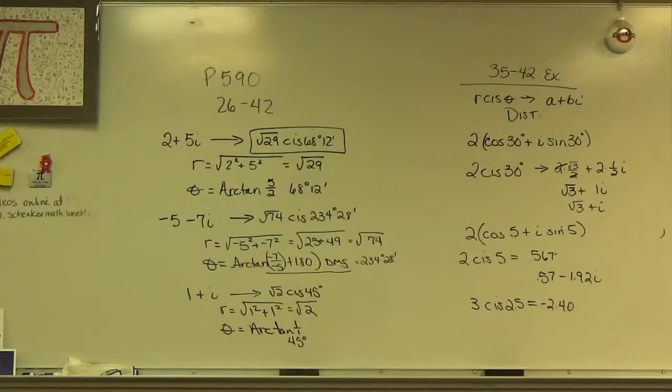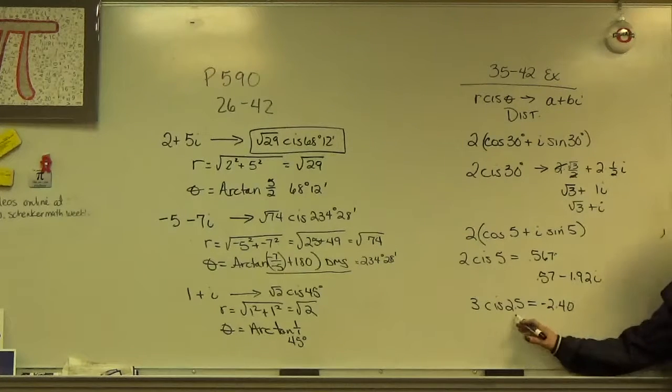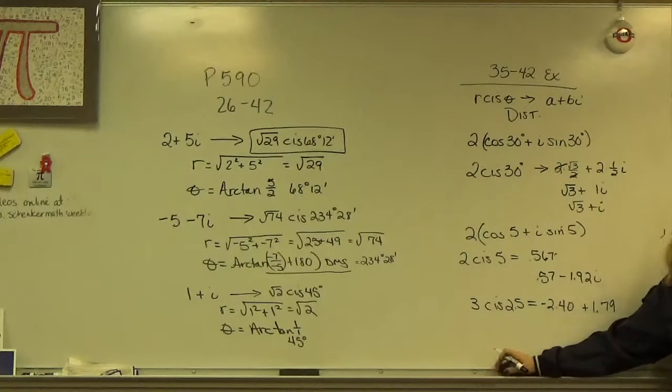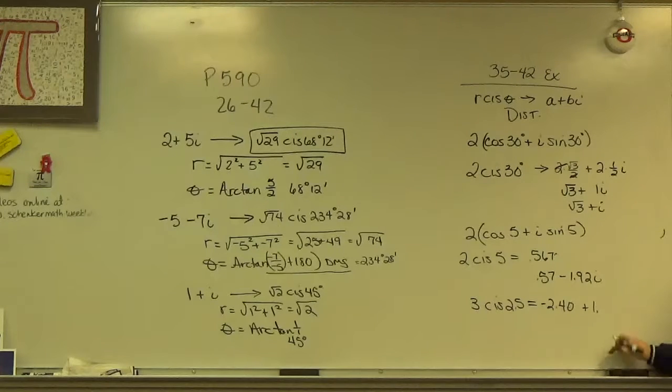Okay, what I did first, what's 3 times the sine of 2.5? 1.795. That's what that was, so that makes that 1.8. Yeah. Does everybody concur with that one?